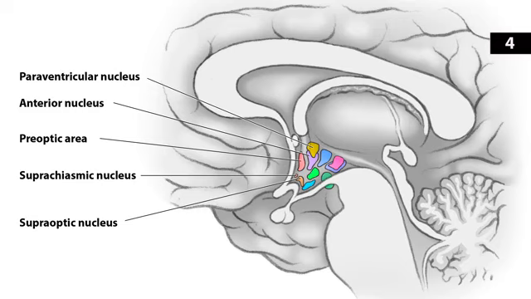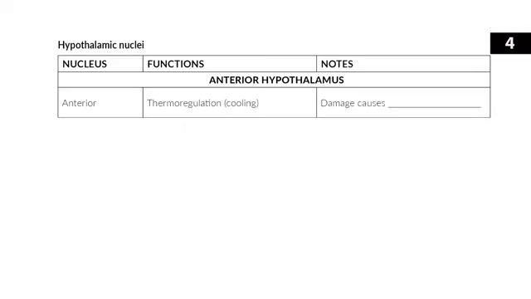The first 5 nuclei are all in the anterior hypothalamus, and they have names like the supraoptic nucleus and the preoptic nucleus because they're up front near the eyes. The anterior nucleus is where thermoregulation takes place. The anterior nucleus helps us dissipate heat and cool off by sweating and so on. Now, lots of students remember AC, like air conditioning, for anterior cooling. And then if there's damage to the anterior nucleus, that leads to hyperthermia.